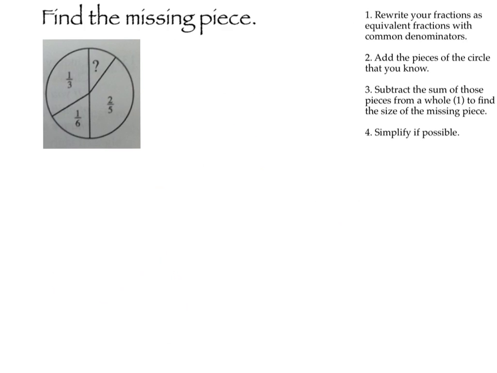Let's take a look at another example together. So in this picture, I'm trying to figure out what this missing question mark is. I'm just going to outline that in red. That's the red piece I'll be referring to. All right, so what do we know?